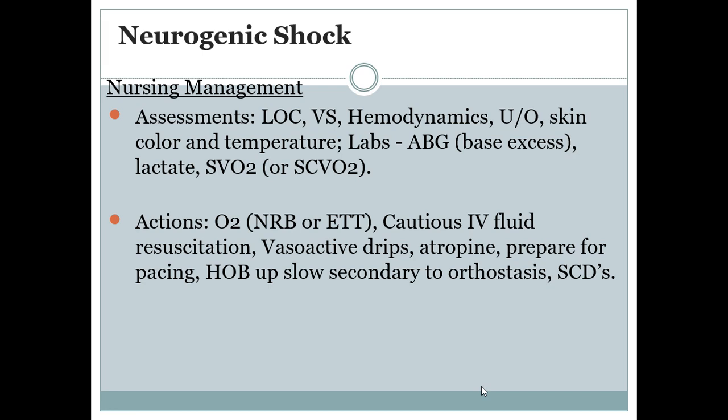So oxygen, we might do non-rebreather or an ET tube. Cautious with IV fluid resuscitation though. Vasoactive drips. We might do a little atropine or pacing for bradycardia. We want to make sure the head of the bed, we move up slowly, secondary to any orthostasis, and then we'll do some SCDs on these patients.